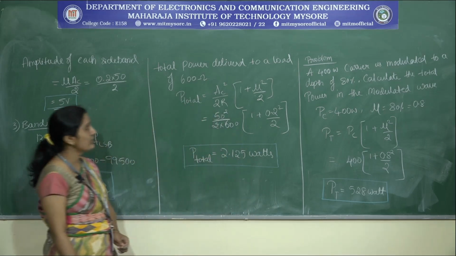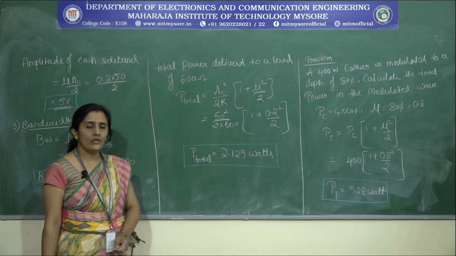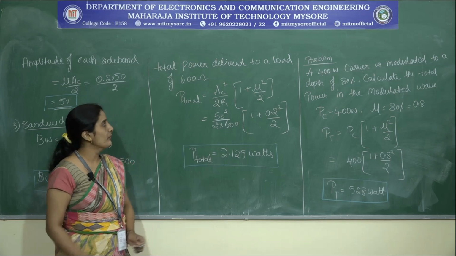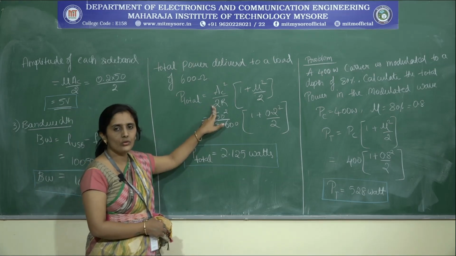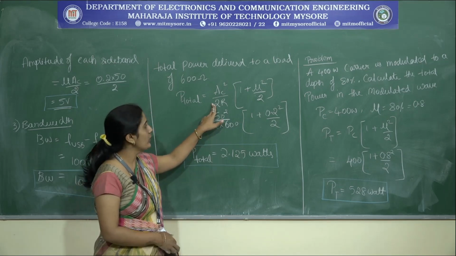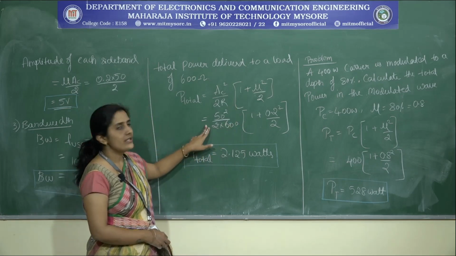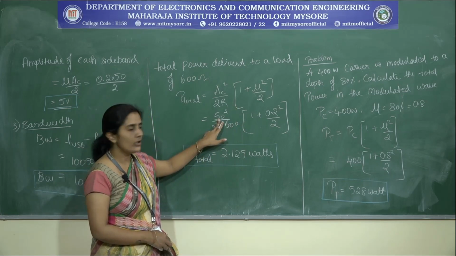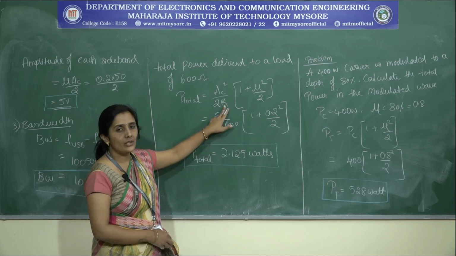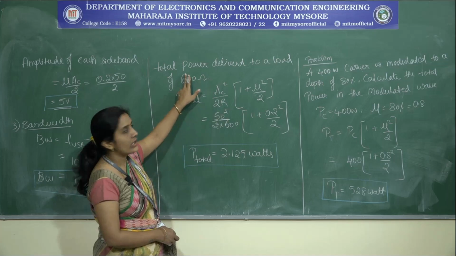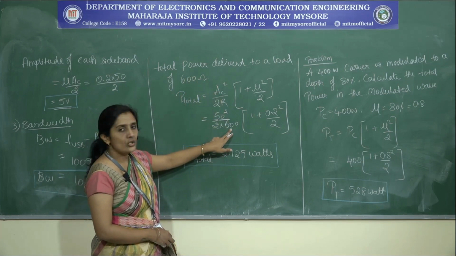Now after that, we have to see the total power delivered to a load when it is connected to 600 ohm. In order to find the total power, this is the equation we know: Ac square divided by 2R into 1 plus mu square divided by 2. Ac is nothing but 50 volt, so 50 whole square divided by 2 into 600. This is the load for which we have to calculate the power delivered.